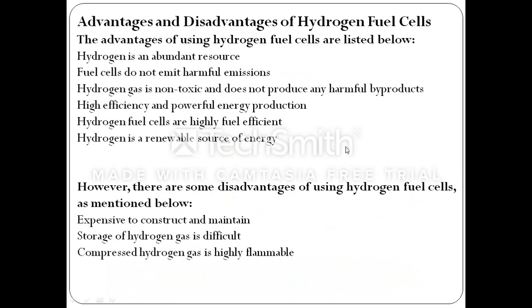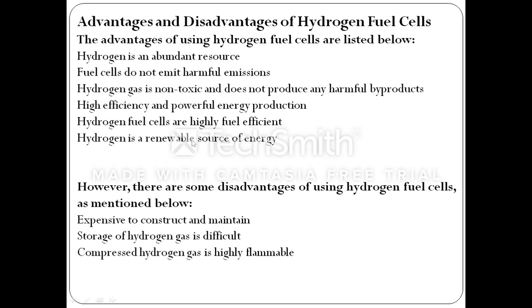Now advantages and disadvantages of hydrogen fuel cell. The advantages of using hydrogen fuel cell are listed below: hydrogen is an abundant resource, then fuel cells do not emit harmful emissions, then hydrogen gas is non-toxic and does not produce any harmful byproducts, then high efficiency and powerful energy production, then hydrogen fuel cells are highly fuel efficient, and hydrogen fuel cell is a renewable source of energy. So those are the advantages.